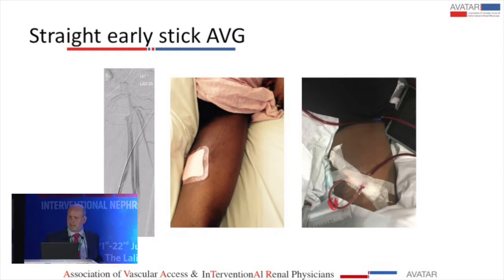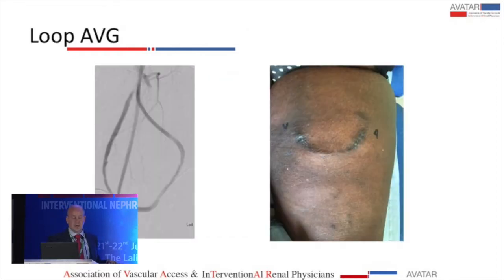Although they're called early stick grafts, I tend to let them settle in if it's possible. Even though they're early stick, they still get hematomas around them if they're not handled perfectly. So normally I leave it a couple of weeks before we cannulate this, but we've cannulated from the recovery bay on occasions. This is your standard loop. You've all seen that standard loop thigh graft.